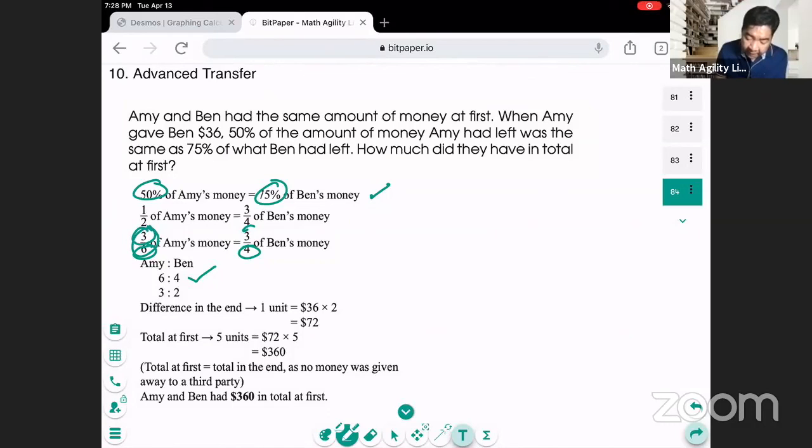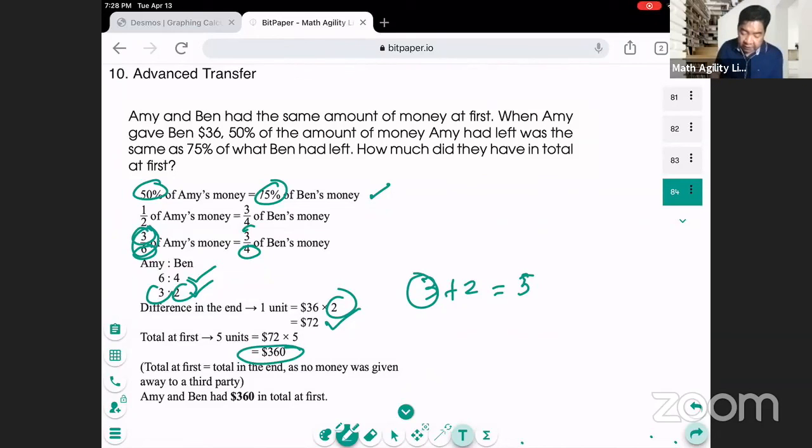And then we get the common factor. So divide by 2. So this is 3 over 2 here. So the difference in the end is 1 unit, which is 36 times 2, right? So that would give you $72. And then the units at first, so 3 plus 2 is 5. So at first, they have 5 units. So 5 times 72 is 360.